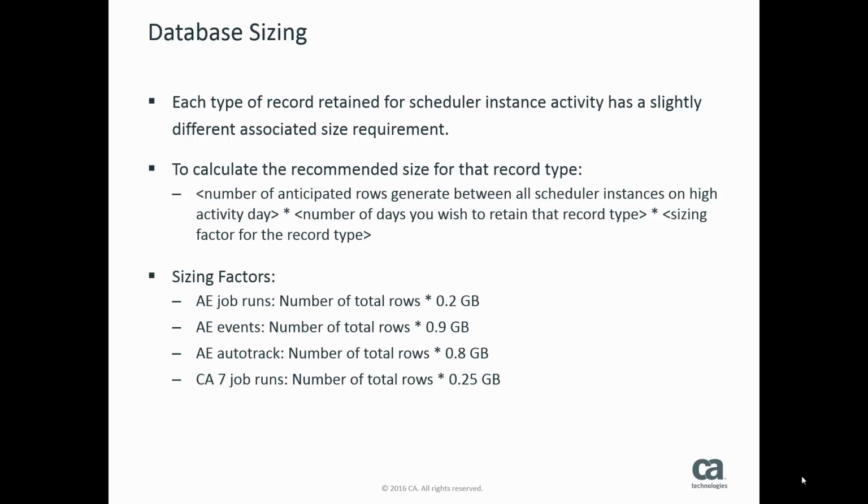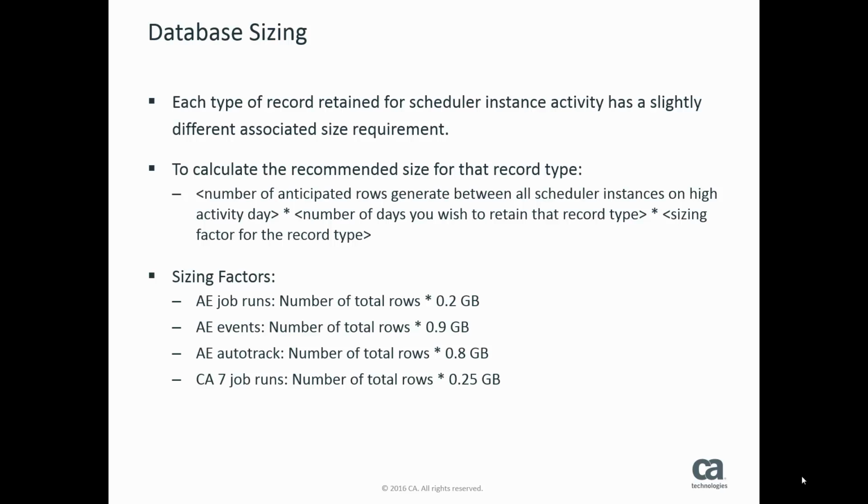Each type of record retained for scheduler instance activity has a slightly different associated size requirement, given here as a sizing factor. The sizing factor is the approximate space required to store 1 million rows of the given record type. To calculate the recommended space required for each data type, multiply the number of anticipated rows of that data type you will generate between all scheduler instances on a high-activity day. Then multiply by the number of days you wish to retain that record type. Round the result up to the next million and multiply by the sizing factor for the record.